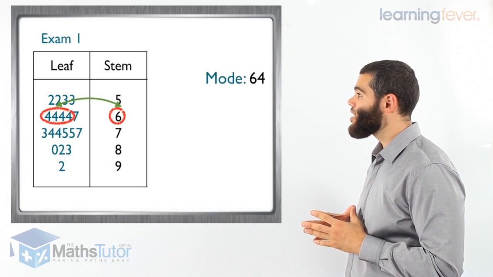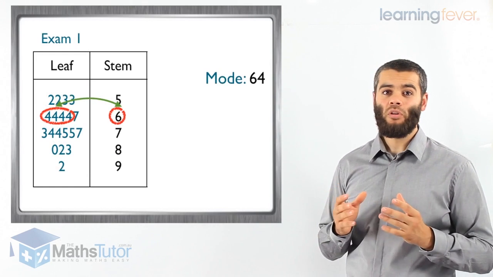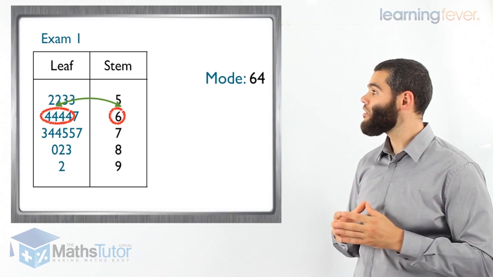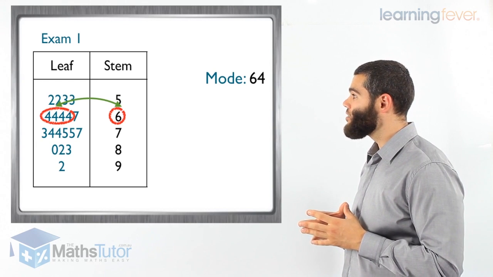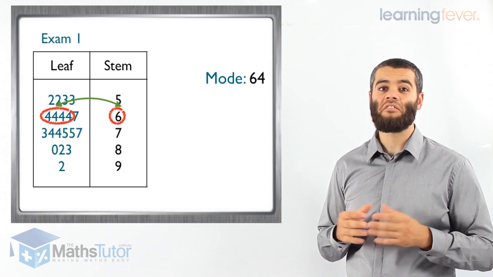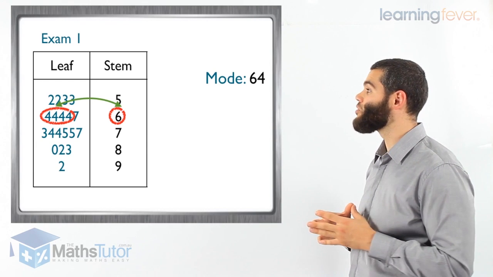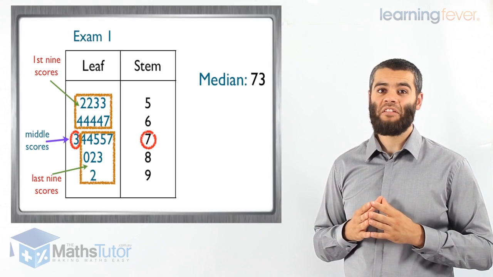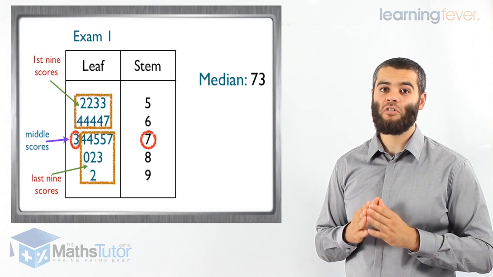Then we have the mode. The mode we know is the most occurring score. Mode, most. So in test number 1, the score that occurred the most is 64. It happened 4 times.